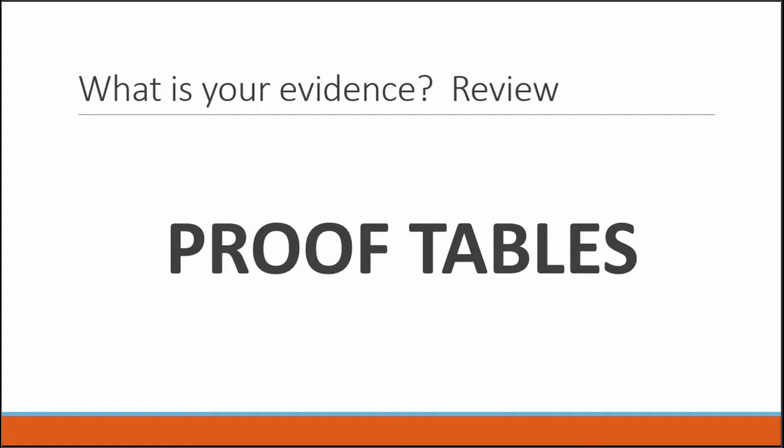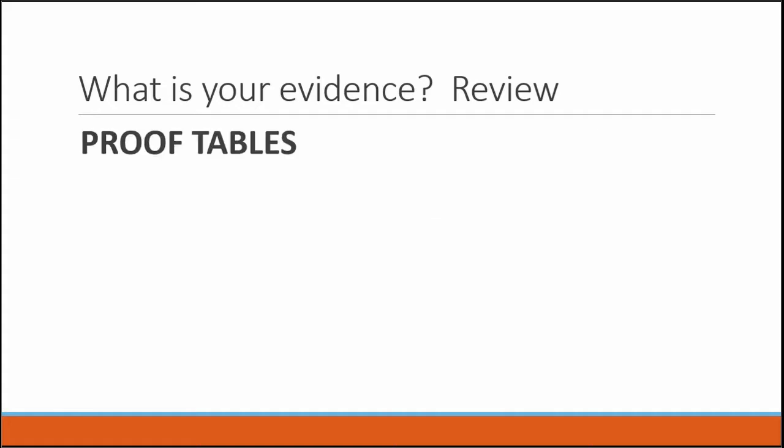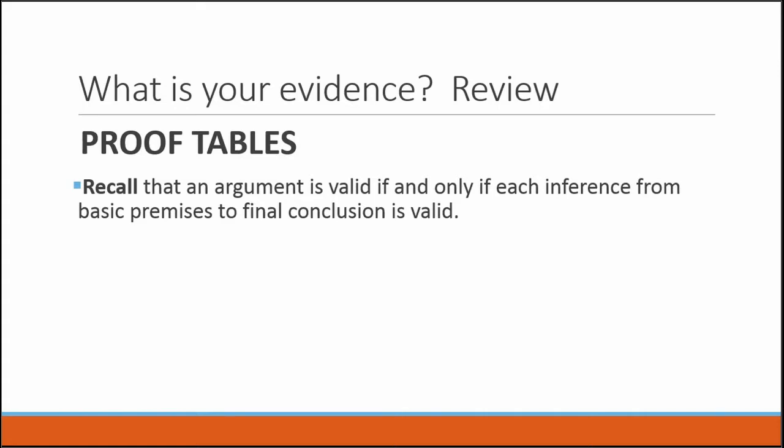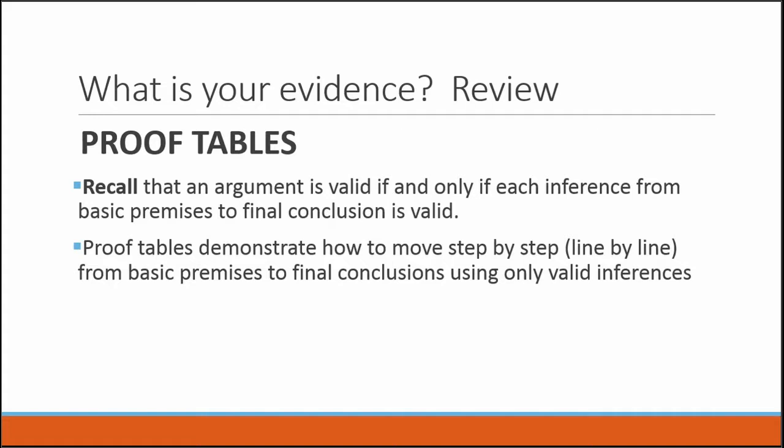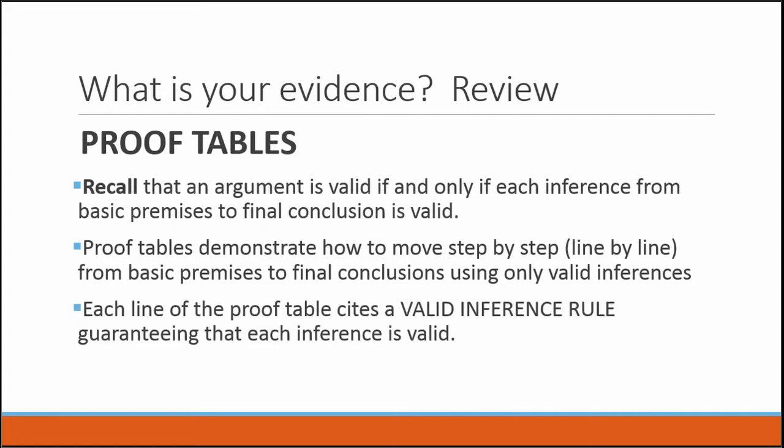So, a quick review of proof tables. Remember, an argument is valid if and only if each inference from basic premises to final conclusion is valid. Proof tables demonstrate how to move step by step, line by line, from basic premises to final conclusion using only valid inferences. Each line of the proof table cites a valid inference rule, guaranteeing that each step in the proof is valid.